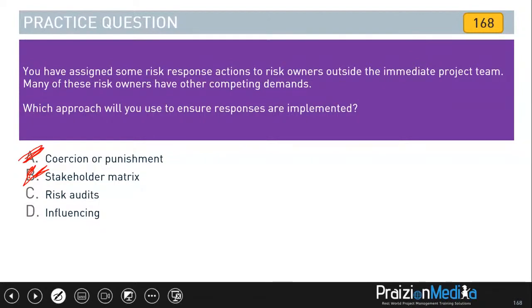We've got two options. We have risk audits and we have influencing. Think about risk audits. They are after the fact, right? It's not ensuring that the response is implemented.